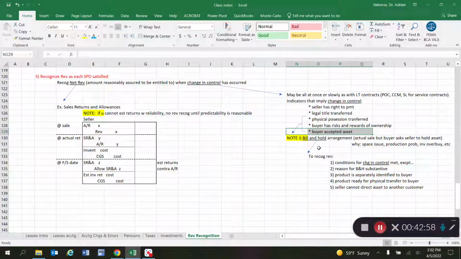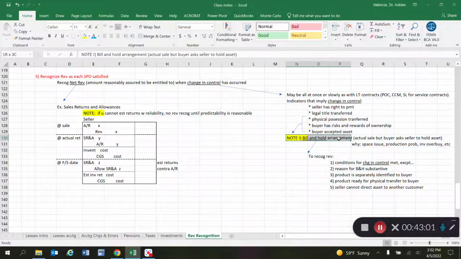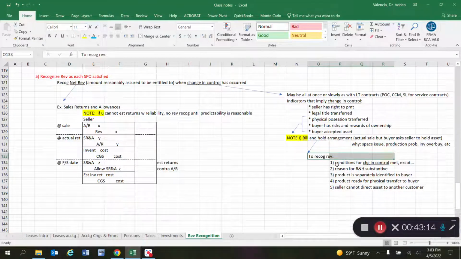So in those scenarios where we have a bill and hold arrangement that is being done as a condition to aid the buyer, we can still recognize revenue, but we need to meet 5 criteria, okay? First of all, the conditions for change in control have been met, with the exception of the ones I just mentioned. So, I have a right to payment as a seller, legal title has transferred, and so those are met. The reason for the bill and hold is a substantive reason, okay? There is a legitimate business reason for that.